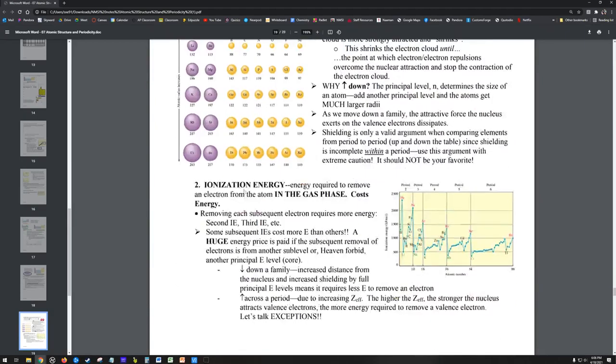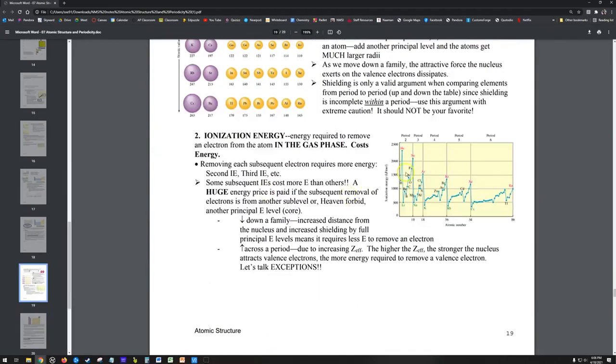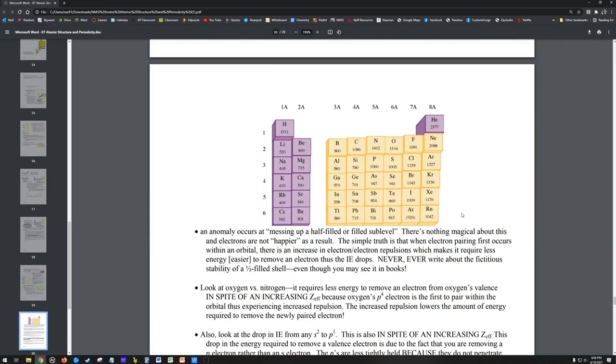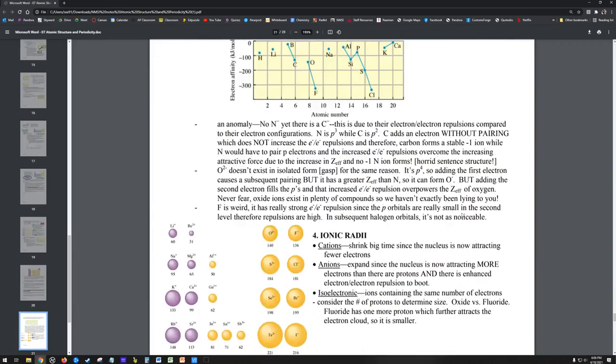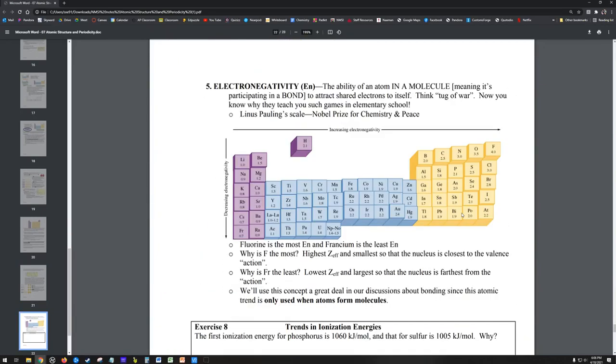Here's the trends again, so if you want to go through this on the trends. Here's a nice chart showing the ionization energy. Notice that the noble gases have the highest for each of their periods, right? Because noble gases are full. They have full outer shells, and so it's going to be very hard to remove an electron from a noble gas. All right. There are some anomalies in here. There are some exceptions.